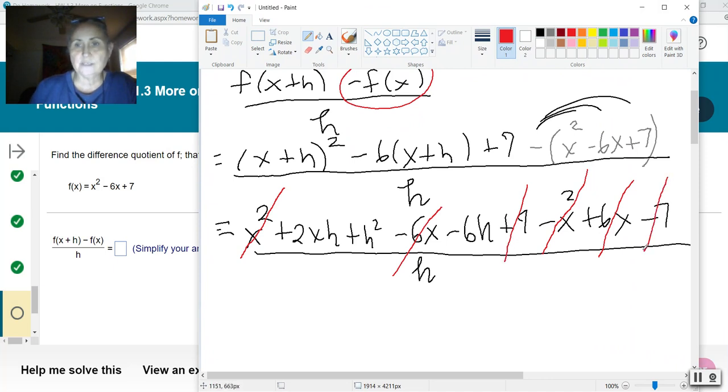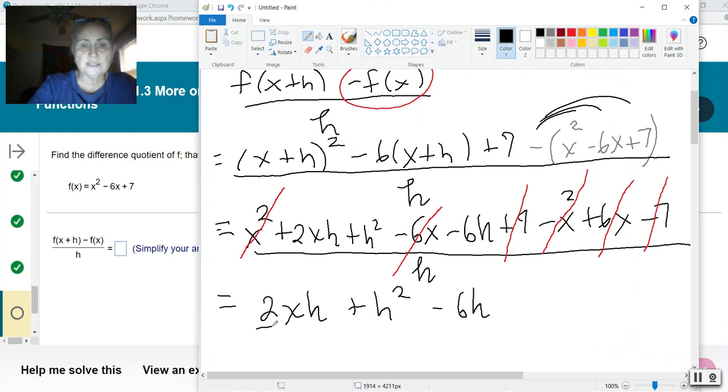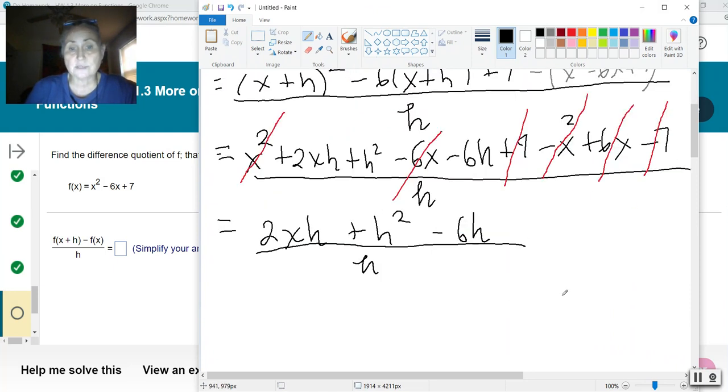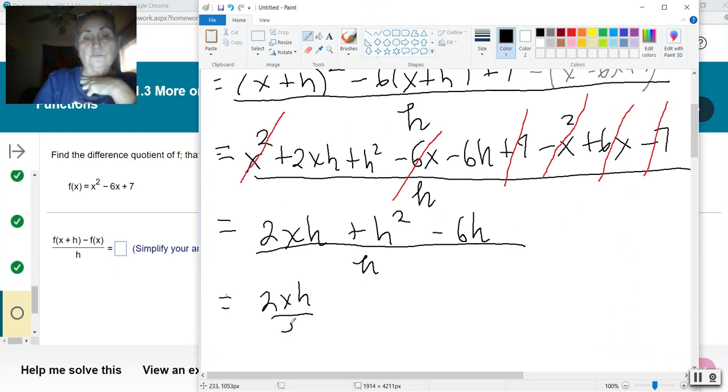Now, here's a fast way to do this, even if you're doing it formally. Every term that's left has to have an h in it. See how those all have h's? So just rewrite the ones that have the h's, as long as you multiplied it out right. Now this h belongs to all three, so formally, to make our calculus teachers happy: 2xh over h plus h squared over h minus 6h over h.